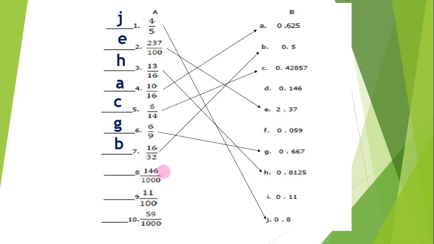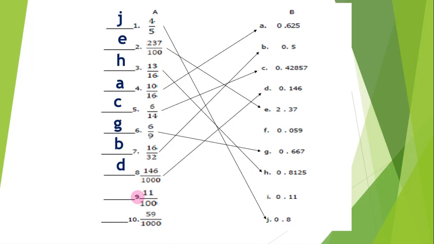For number 8, this is so easy. At the end of 6, just put a decimal point. And how many zeros is the denominator? 1, 2, 3. So you move 3 places to the left from the end of 6. So put a point, then 1, 2, 3. So the answer is 0.146, letter D. Okay, you see, you can do it mentally.